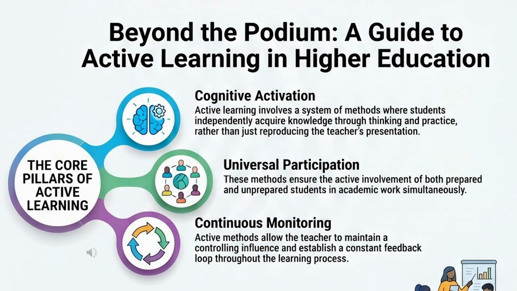First, cognitive activation means that students acquire knowledge through thought and practice rather than through mechanical reproduction. Second, universal participation ensures that all students are involved in academic work, not only the most confident or most prepared. Third, continuous monitoring allows the teacher to maintain a constant feedback loop throughout the learning process. Thus, active learning combines intellectual independence with pedagogical guidance.